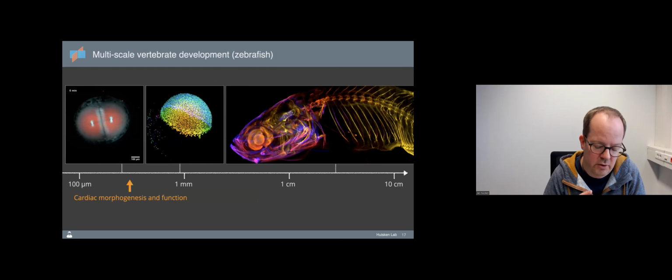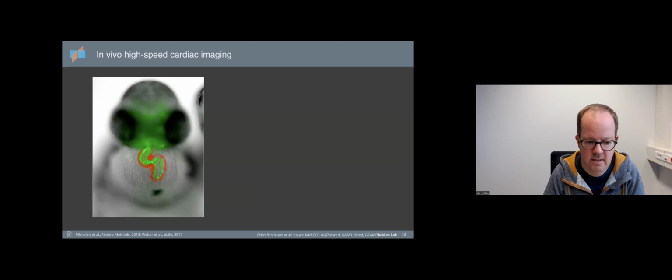So I just want to give you 2 quick examples where this customization of the microscope plays a crucial role. As I said, we like to say we build the microscope around the specimen, and these 2 examples I think quite nicely illustrate this. So one is the high-speed imaging of the beating heart. The zebrafish heart consists of these 2 chambers that you see here.